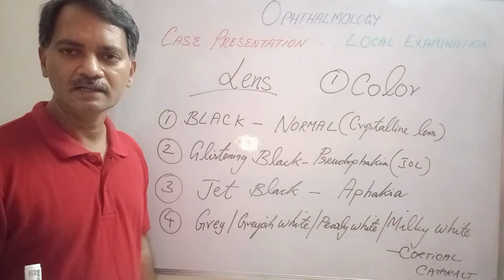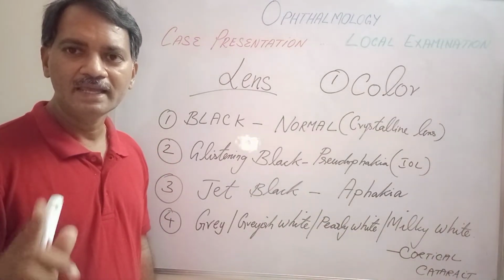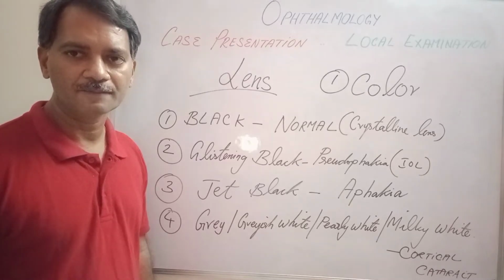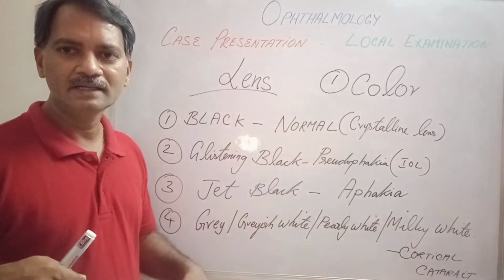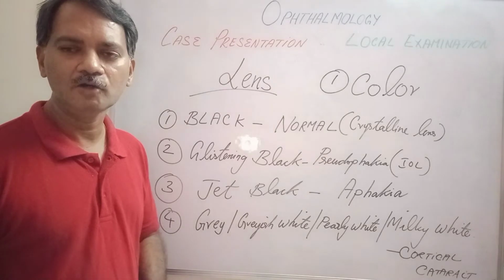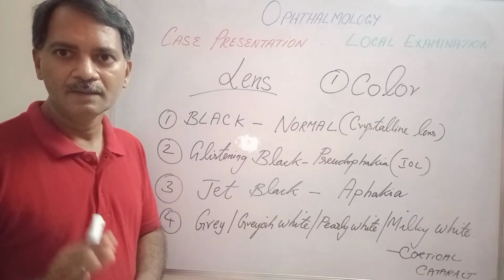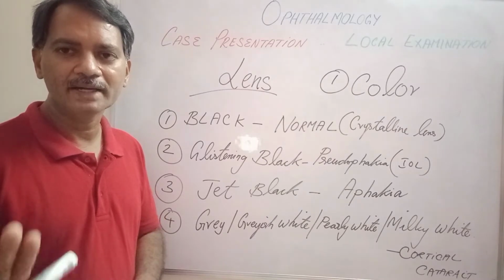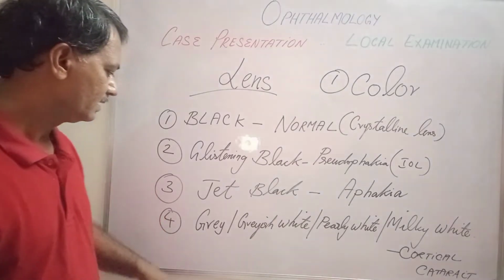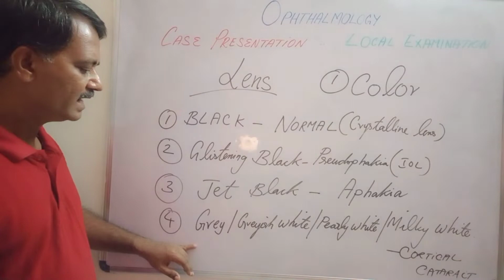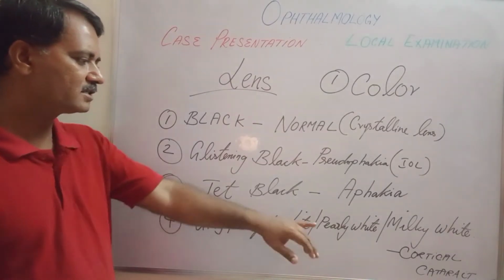Aphakia is nothing but absence of lens in the patellar fossa. It can be present anywhere inside the eye or it may not be present in the eye at all. But it is not present in the patellar fossa. Next is, the lens may be of different shades of colors.